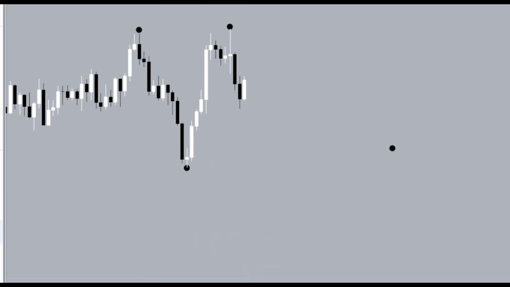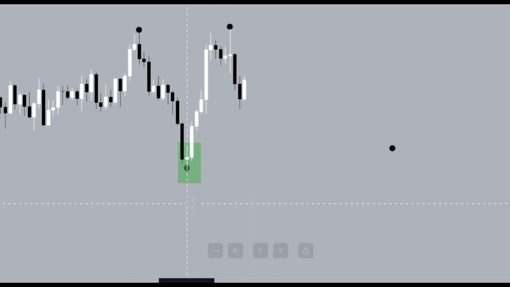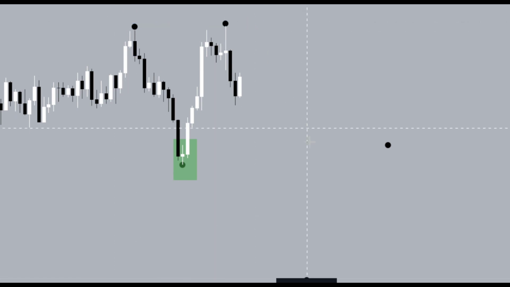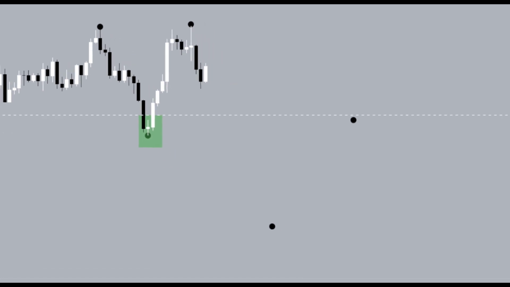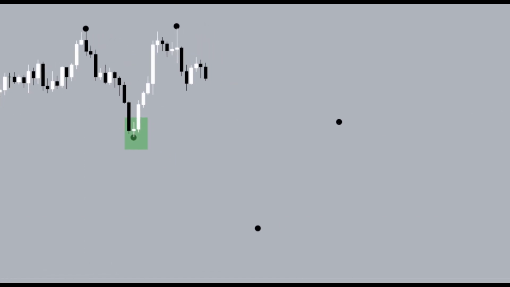So let's label that in green. This is now a weak structure. The reason why it's a weak structure is because it's failed to break the last high, which is up here. It's only wicked above, it hasn't broken above. And so this now becomes the overall target. Yes, this is hindsight, but this is essentially how the concept works. And I'm going to show you it in live price action.